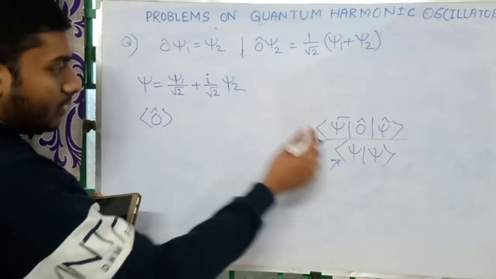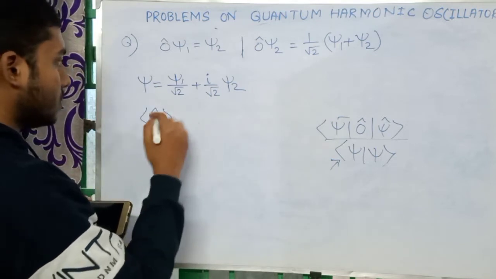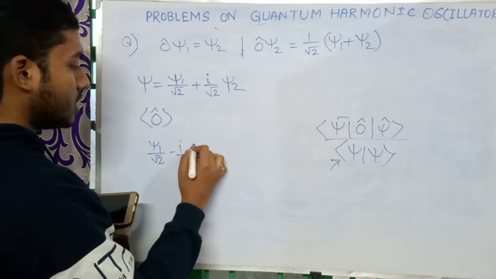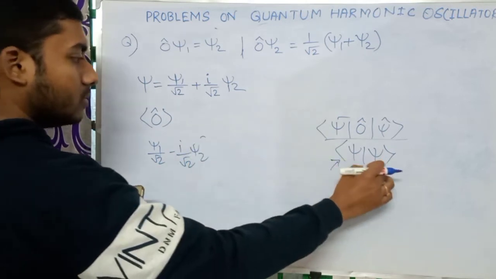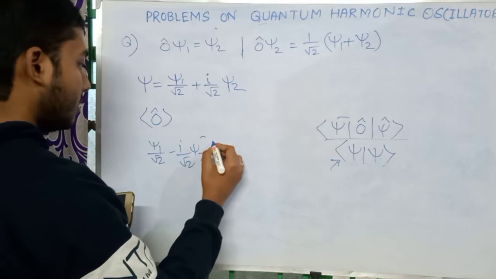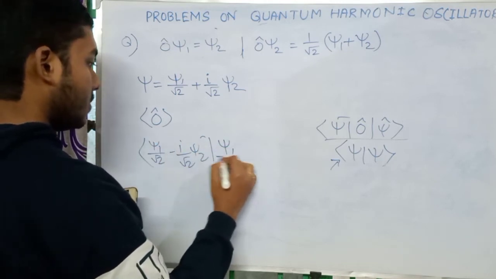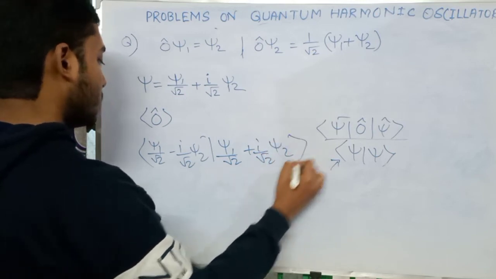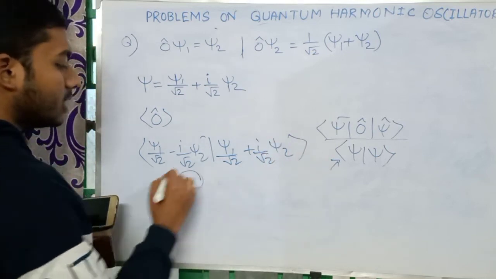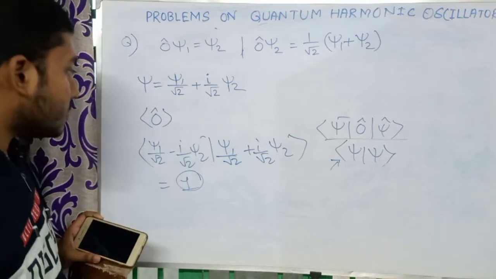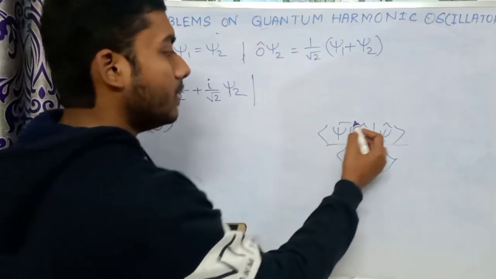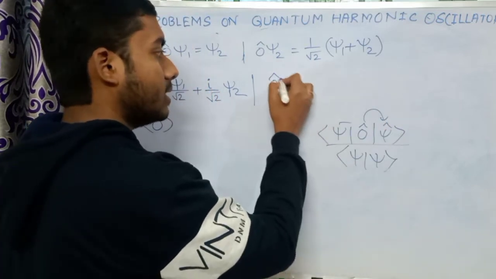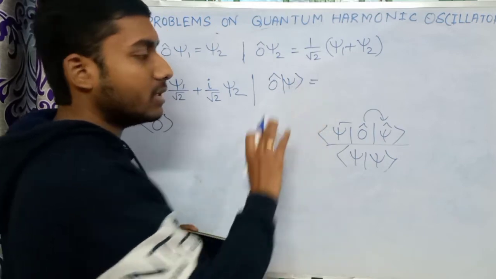You can see that if we do this, that means psi star psi, so psi star will be psi 1 divided by root 2 minus i by root 2 psi 2. So when we do this thing, then we will get psi 1 divided by root 2 plus i divided by root 2 psi 2. If you calculate that, you will find that this will be 1. Okay, to do this, we have to first do this operation. This will be operated on this, that means we have to find this operation.